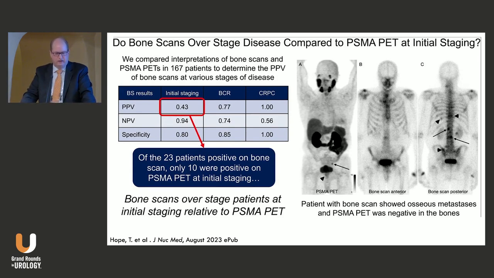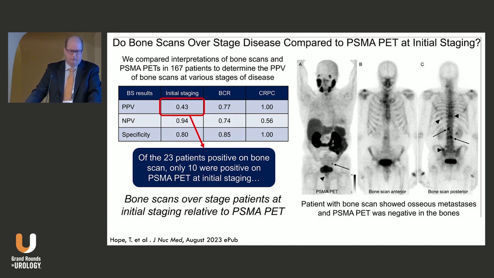This was a cohort of 167 patients who had bone scan and then followed this up with PSMA PETs. Some patients were initial staging, the column on the left, some with biochemical recurrence, and some with castrate-resistant prostate cancer. The positive predictive value was quite good in those that had recurrence or castrate-resistant disease. But interestingly, in those that had initial staging, the positive predictive value was only about 43%.